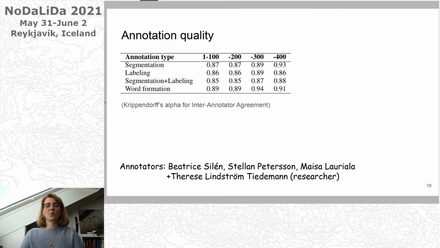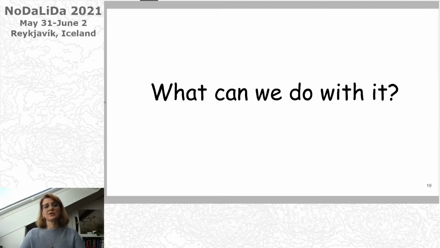And what these numbers tell you is that different annotation types, segmentation, labeling, word formation, and joint segmentation and labeling, have a very high level of agreement, which means that all annotators have been agreeing very well with each other and very well with the guidelines, which probably doesn't mean that you will agree with our guidelines. That is the reason to look into our guidelines and see whether this actually is something that you want to work with. So what can be done with this resource?